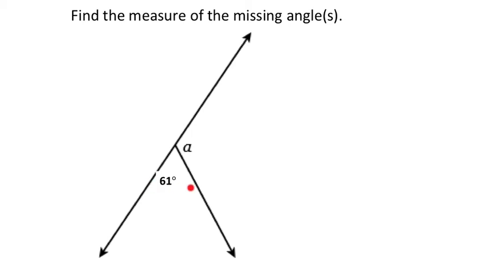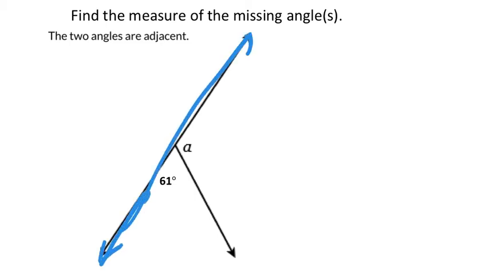So right here, I see 61 degrees and angle A. These are adjacent, okay? Now, adjacent here doesn't really matter. In fact, most of the time it won't. But again, most of the time this has no meaning. What we really need to notice right here is that the two angles are going to make this straight line, which means that the two angles are supplementary. That's the more important thing right here.